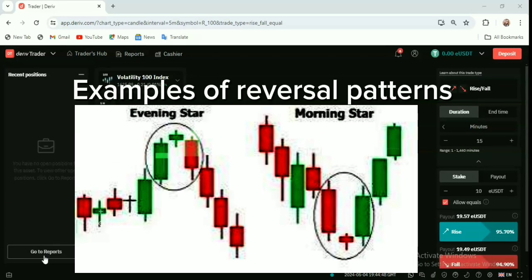The morning star always appears at the end of a bearish trend, signifying a bullish reversal in the trend. While the evening star always comes at the end of a bullish trend, signifying a bearish trend reversal. The signal tells you that the market is about to take a bearish trend. It could be a retracement or true trend reversal.